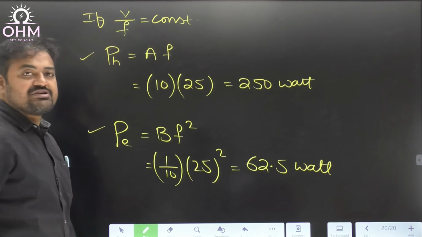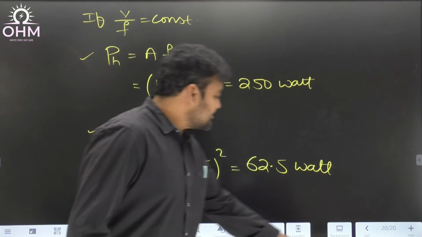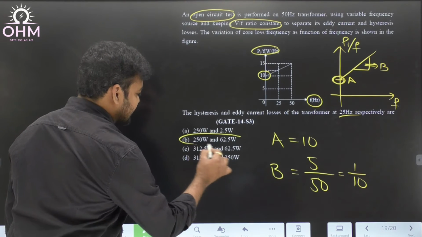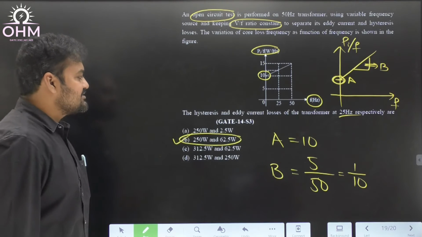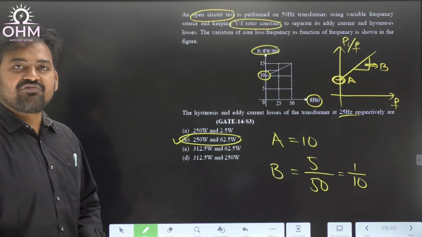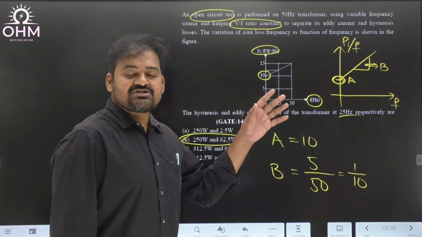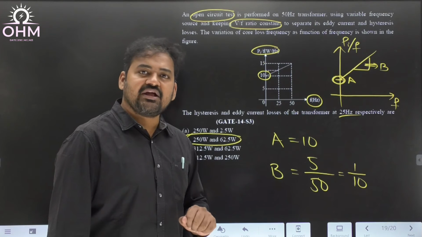So hysteresis loss is 250. Eddy current loss is 62.5. Therefore, the correct answer is the second option. 250 watt is the hysteresis loss, 62.5 watt is the eddy current loss. Okay, so this is the open circuit test and separating hysteresis loss and eddy current loss.